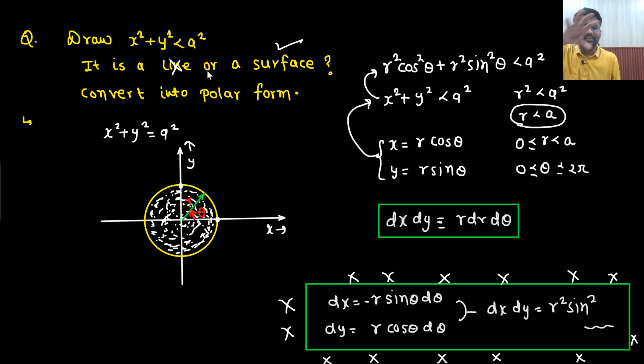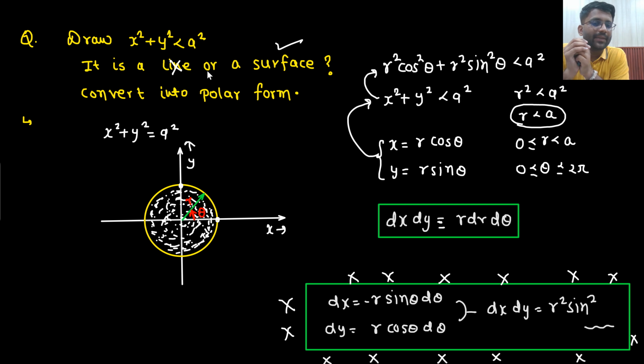X square plus y square less than a square. So here, what is the scenario? Here it is a surface. It is representing a surface. So I am interested in the surface where radius is going from 0 to a and theta is going from 0 to 2 pi. Radius is going from 0 to a, theta is going from 0 to 2 pi. X equals r cos theta, y equals r sin theta.